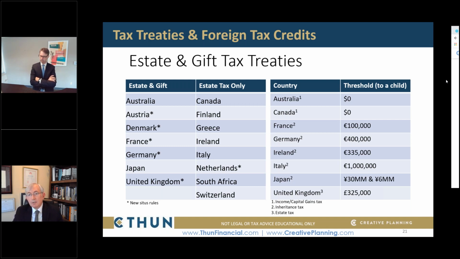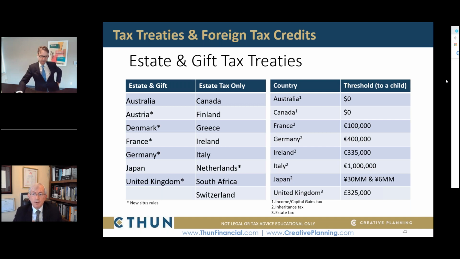You can start gifting if you want, and if you survive the gift, doing so using up some of your US estate tax exemption. And then in the UK, there's a thing called taper relief, which means that the amount of inheritance tax payable is reduced for pretty much every year that you survive a gift. And if you survive a gift by 7 years, there's no inheritance tax payable on that gift. It's not brought back into your estate.